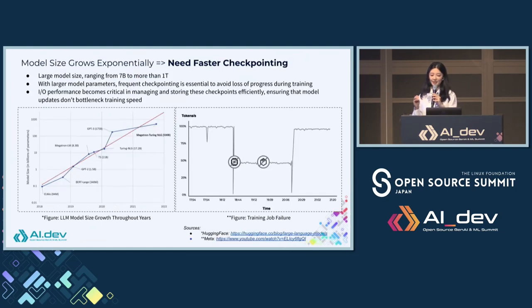Next, let's take a look at the model size, which is measured by the number of parameters. On the left-hand side is the LLM model size growth throughout these years. You can see all of these models you are familiar with, and they are growing exponentially, ranging from 7 billion to 1 trillion. That is a really large number. With this many parameters, if you are familiar with LLM model training, checkpointing is really important. On the right-hand side, this is from Meta Facebook. Every time a job fails, they have to restart it again and again, and this is a real pain point. So faster checkpointing is really important, because if you have the checkpoint, you can restart a job without doing it from the beginning.